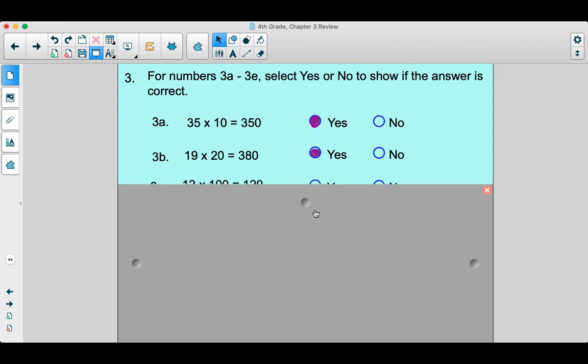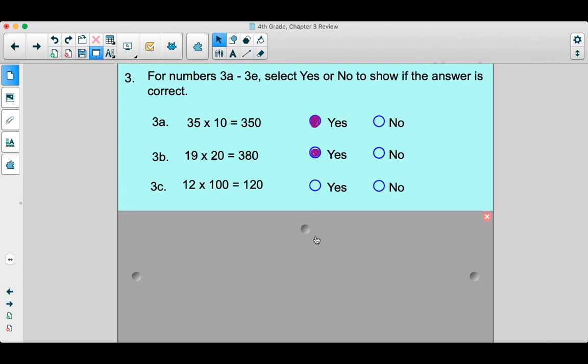All right, next up, we've got C. 12 times 100 equals 120. All right, so we've got 12 times 10 is 120. So 12 times 100 cannot equal 120. It has to equal 1,200. So this one gets a no. All right. Have you ever heard people actually say 12 times 100 is the same as 1,200? Because we're actually using 12 hundreds. So you might actually think about that too.